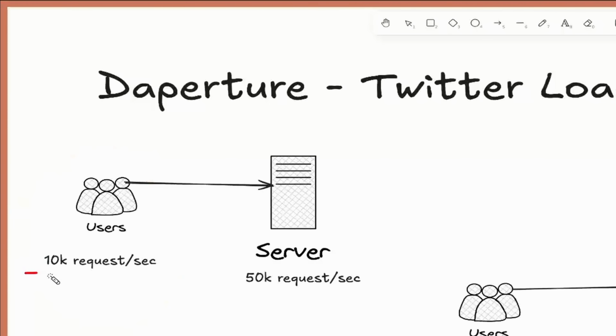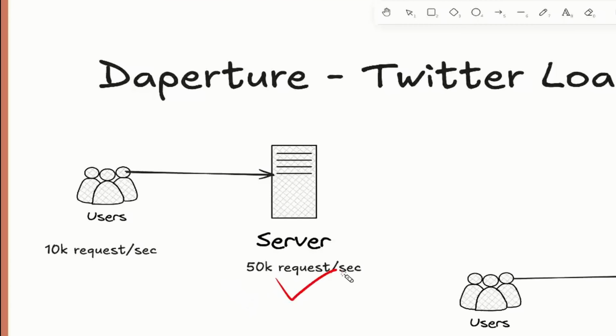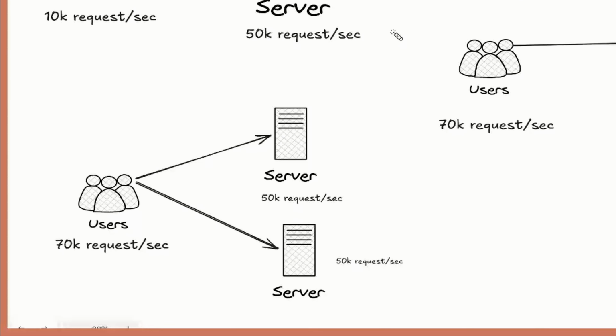First of all, we'll go back in time when there were very few users on the internet. So let's say only 10,000 requests per second are coming because very few people are using the internet. Not so many people were using social media at that time, so one server was easily able to handle everything. Think of it, 10,000 requests are coming per second and this server can handle up to 50,000 requests per second.